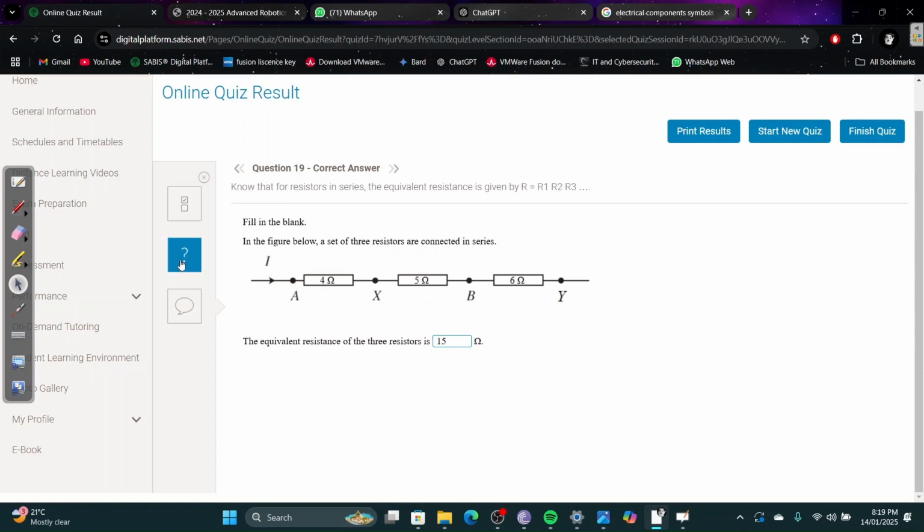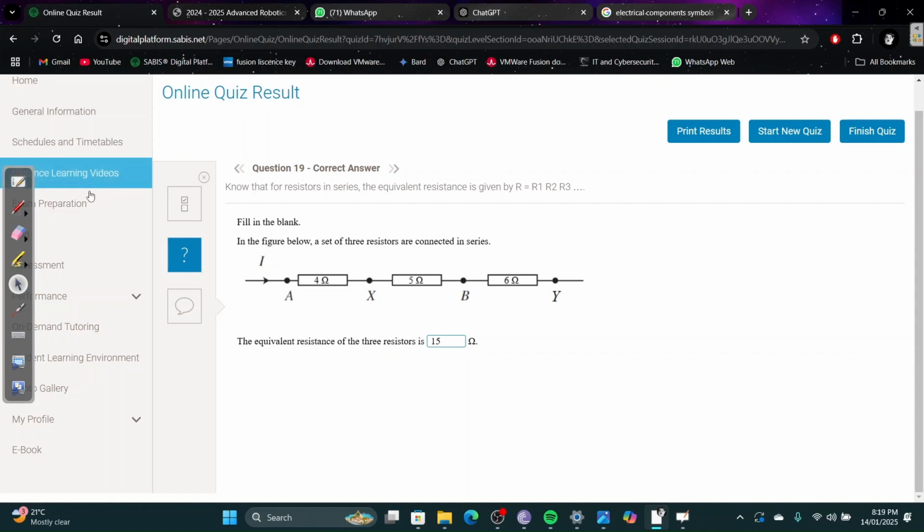Question 19. This is a series circuit, and resistance in a series circuit is additive. So 4 plus 5 plus 6, 6 plus 5 is 11, 11 plus 4 is 15.